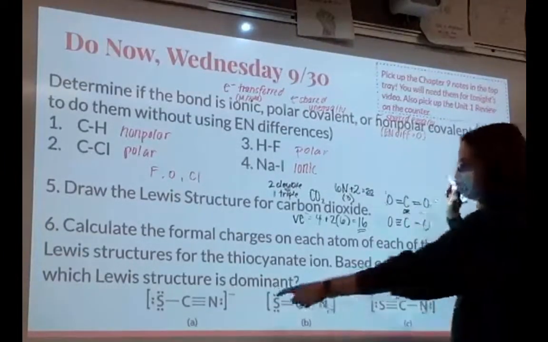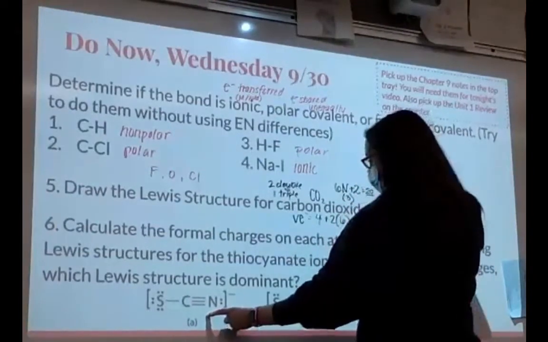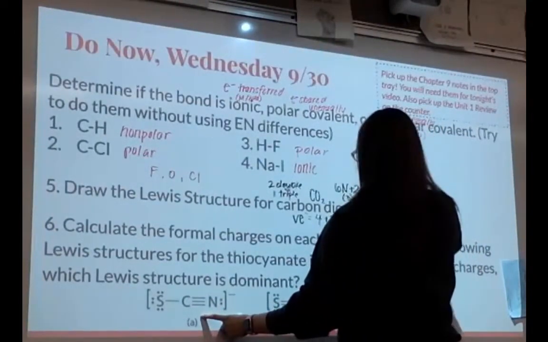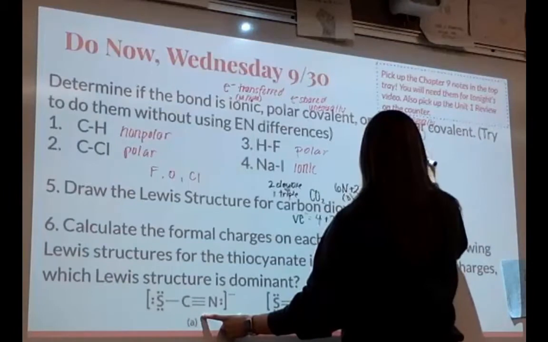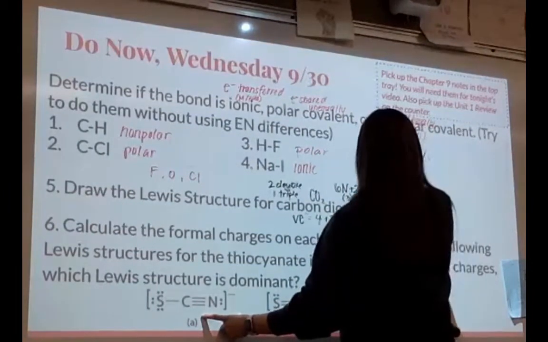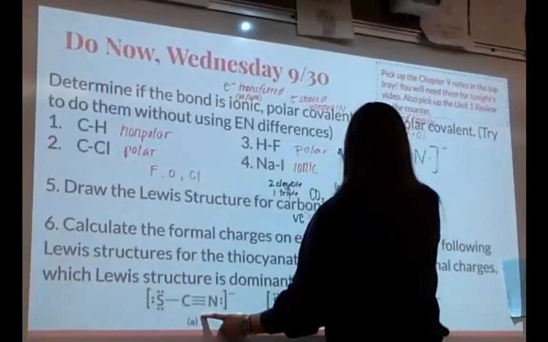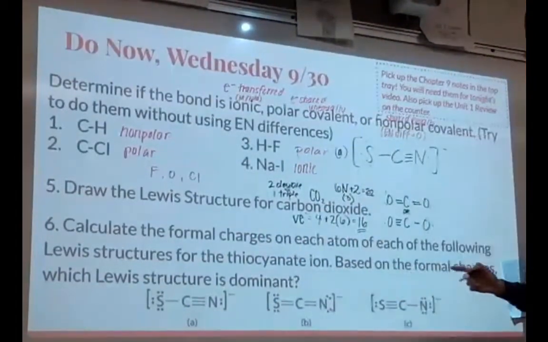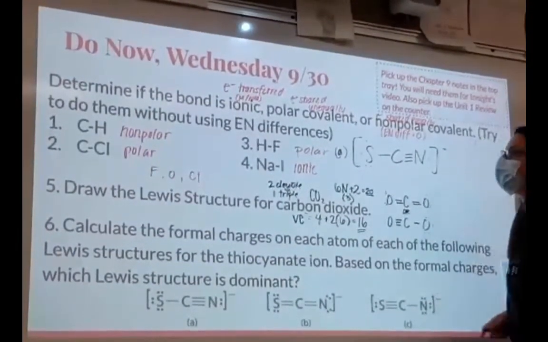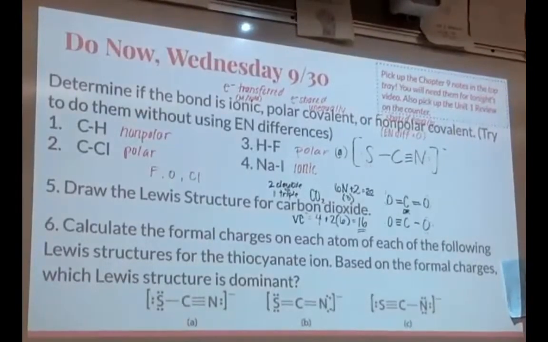So what I'm going to do is rewrite them up here so that everybody can see them. So the first one, structure A, looks like this. So we'll do A first. The first thing it wants us to do is calculate formal charge. Now if you want to memorize the formal charge equation, you can. I don't even remember the formal charge equation because I just use circles to calculate formal charge.